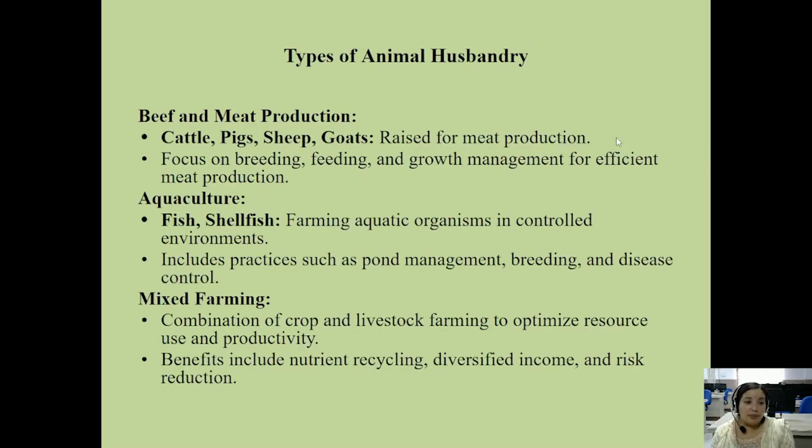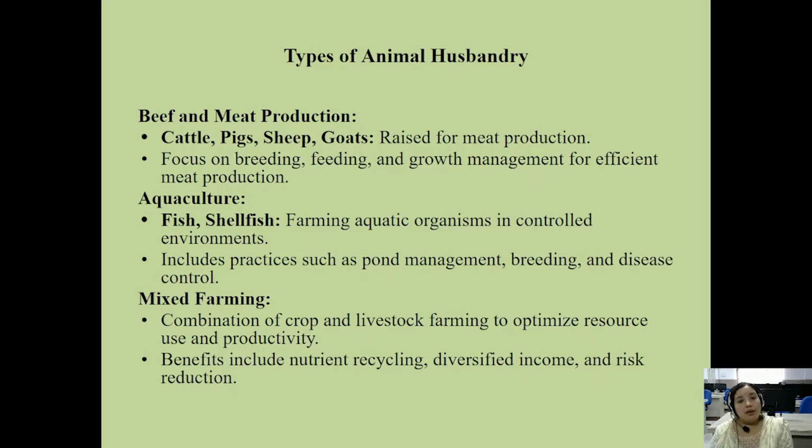Types of animal husbandry: beef and meat production. Cattle, pigs, sheep, and goats are raised for meat production. We focus on breeding, feeding, and growth management for efficient meat production.